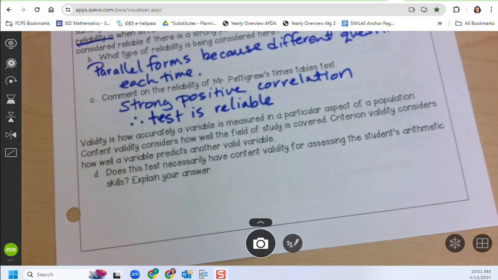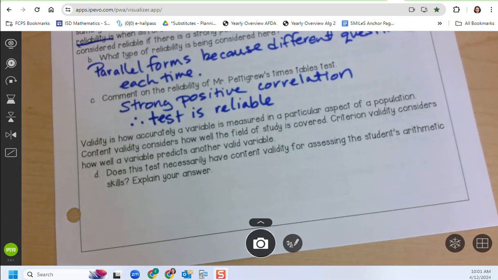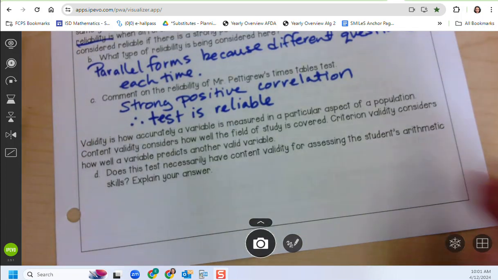No, because we didn't talk about a lot of things. I mean, we didn't talk about any of the other arithmetic, right? We didn't talk about adding, subtracting, and dividing. And then, of course, we studied geometry in elementary school, all kinds of things, okay? So we would say it does not have content validity.